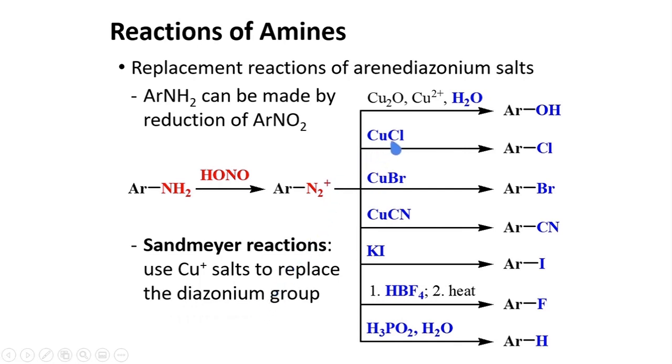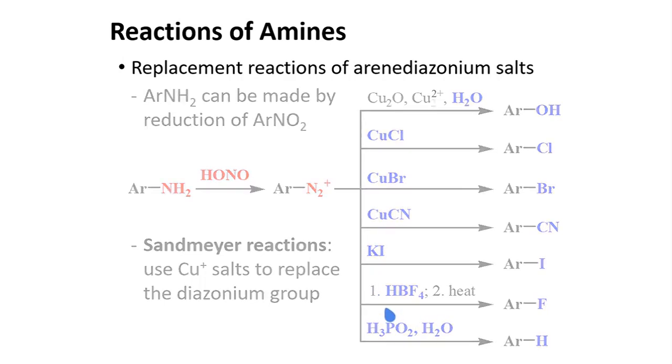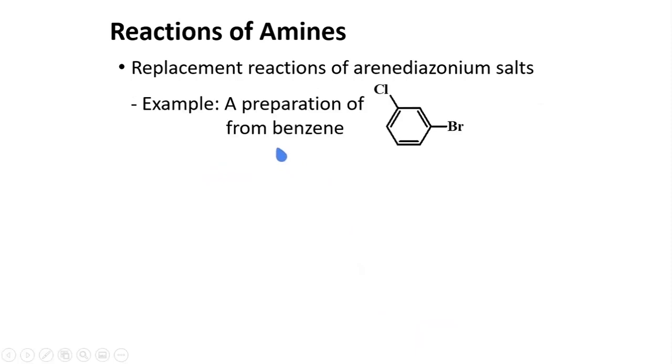For example, if you want to replace the diazonium group with chlorine, you can use cuprous chloride. If you want to replace it with cyano group, you use cuprous cyanide. Other reagents are also possible. For example, replacement reactions can be used in the preparation of this meta-substituted compound from benzene. Take note that these two halogens are ortho-para directors, and yet here they are positioned meta to each other.